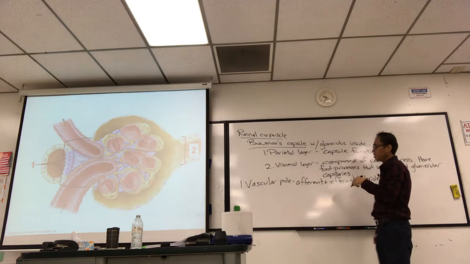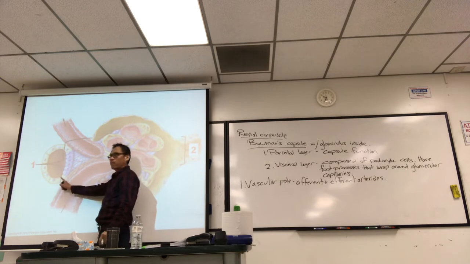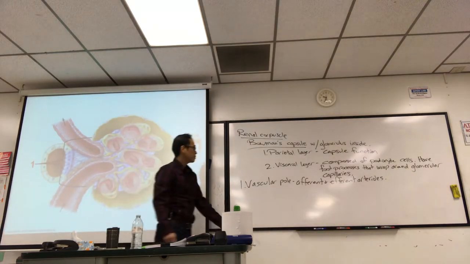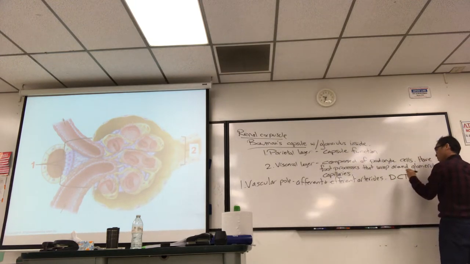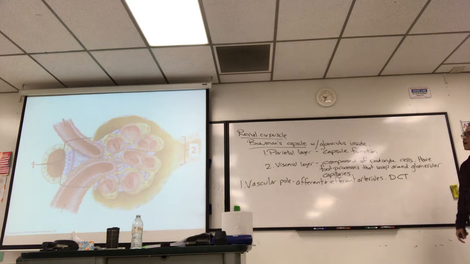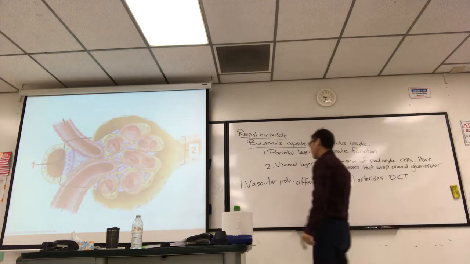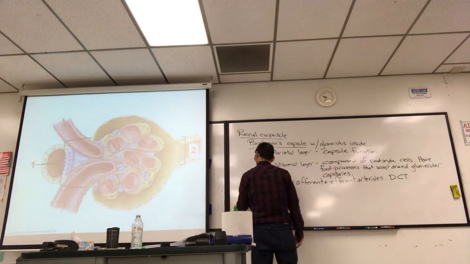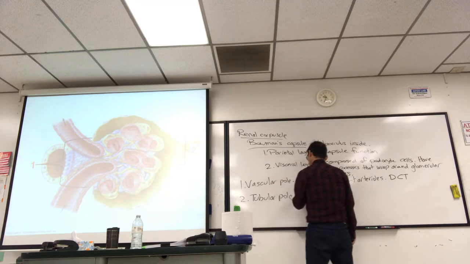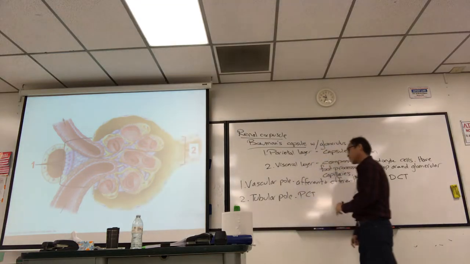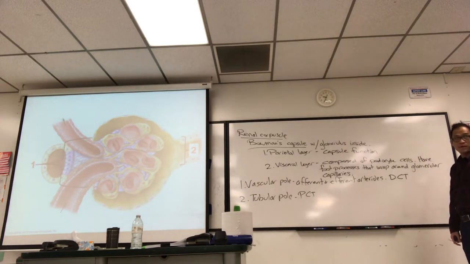What you also see at the vascular pole is a portion of the DCT. It's always there. That's DCT. So on the side opposite, where I have number two, that's called the tubular pole, the first part of the PCT after the Bowman's capsule. Tubular pole. It's basically PCT. It's collecting all the filtrate. The capsule collects it all and it proceeds to the proximal convoluted tubule after you filtrate.